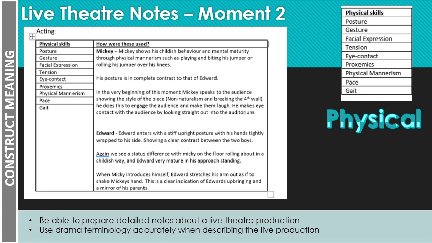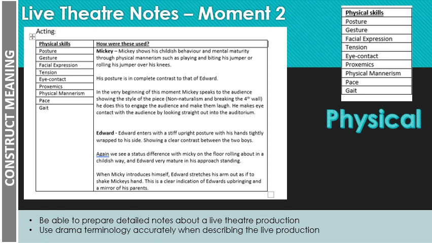So let's talk then about the acting skills. Now, I'm not going to go through the physical acting skill words again. You can go back and have a look at the meaning of them. Again, I might say things that I've not necessarily written down, so you should be taking notes as I'm talking. So Mickey shows his childish behaviour and mental maturity through physical mannerism, such as biting his jumper or rolling his jumper over the knees. His posture is in complete contrast to that of Edward.